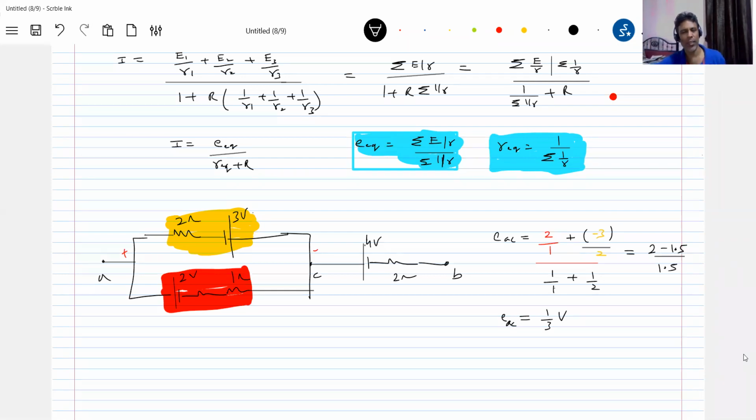I got positive, what does it mean? So what I assumed is right. Able to analyze, all of you? There's a method. Now we'll calculate the RAC also, R equivalent. So what is R equivalent? RAC should be equal to summation of 1/1 plus 1/2. So this should be 2/3 ohm.